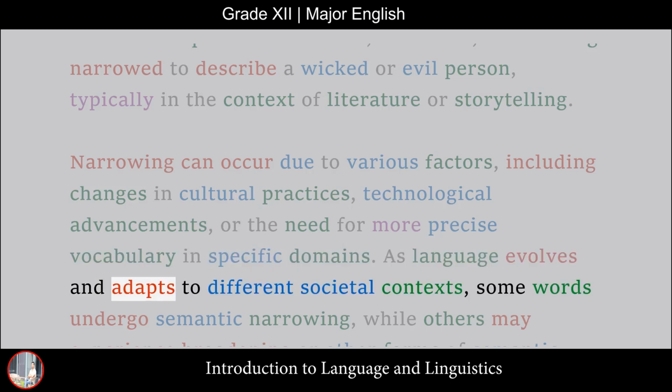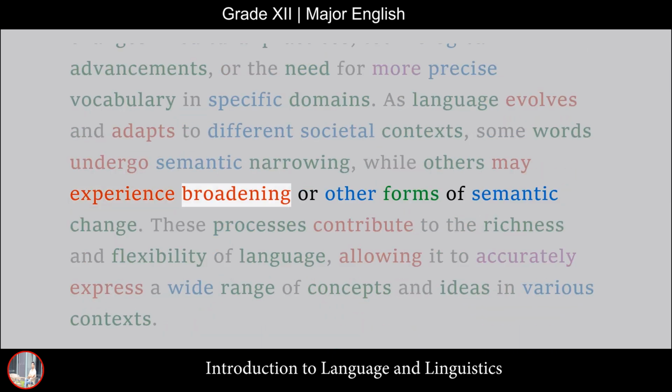As language evolves and adapts to different societal contexts, some words undergo semantic narrowing, while others may experience broadening or other forms of semantic change. These processes contribute to the richness and flexibility of language, allowing it to accurately express a wide range of concepts and ideas in various contexts.